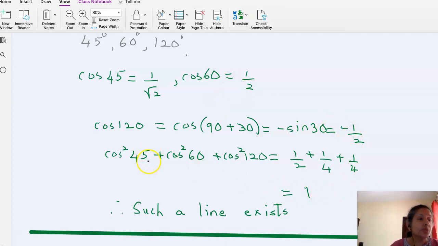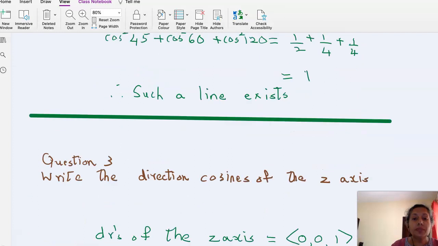So because cos squared alpha plus cos squared beta plus cos squared gamma equals 1, such a line will exist. Having my years of experience teaching this topic, all I need to say is you need to master the formulas. So please write down the formulas on a paper and please go through it whenever you have time.